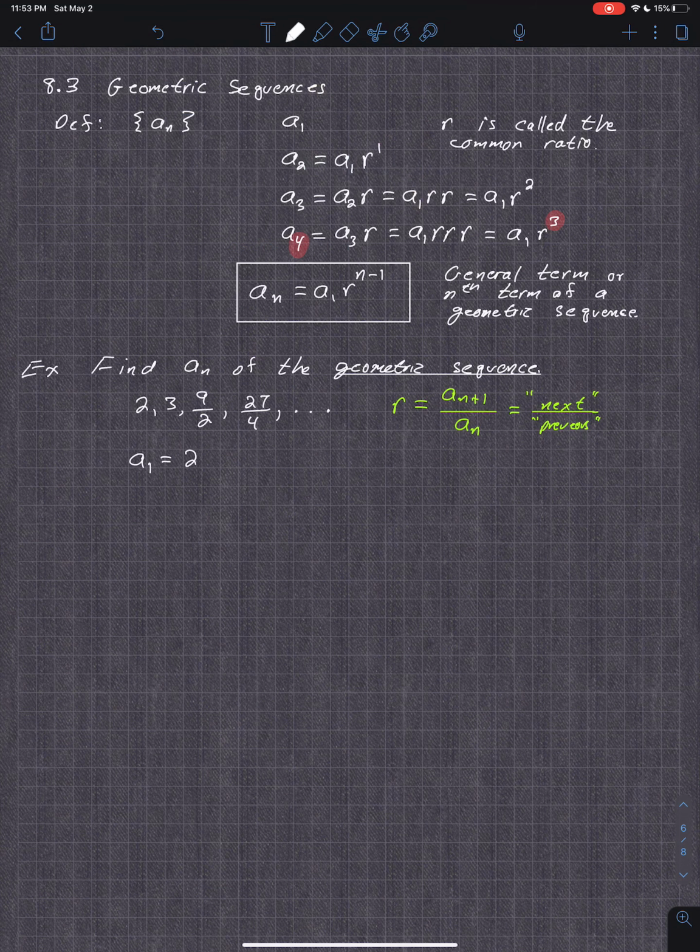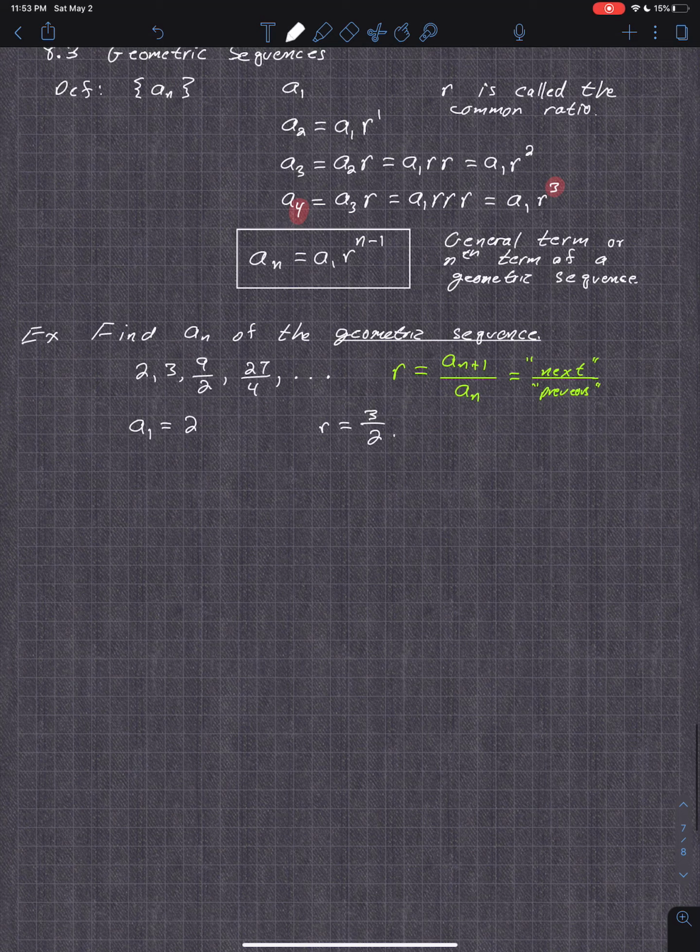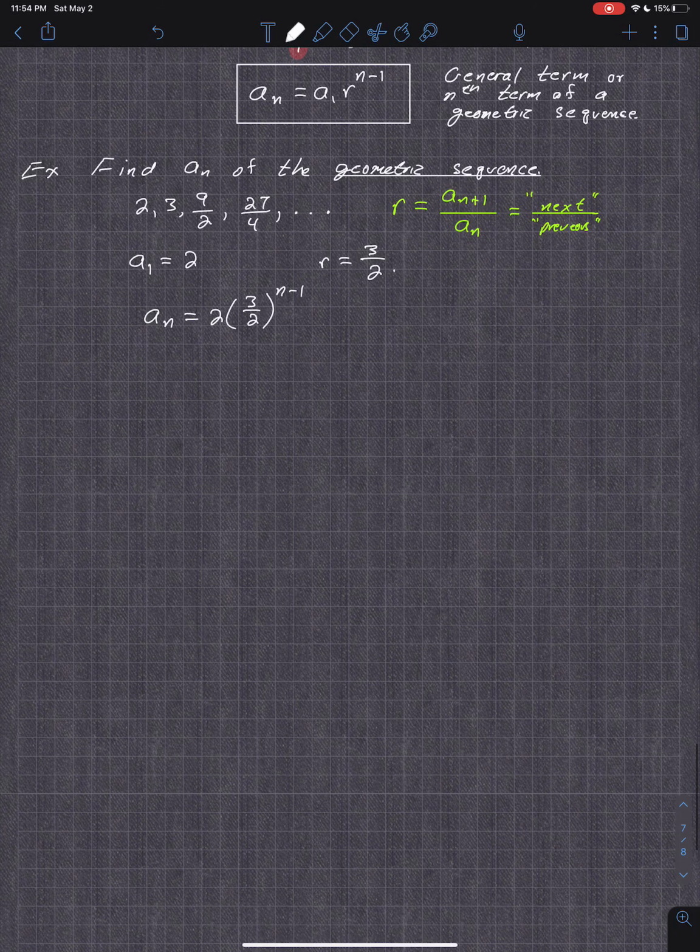So r is 3/2. Okay, so then a sub n is the first term, and then it's 3/2 raised to the n minus 1. Okay, so there's your nth term. Okay, so try this one. Next example.